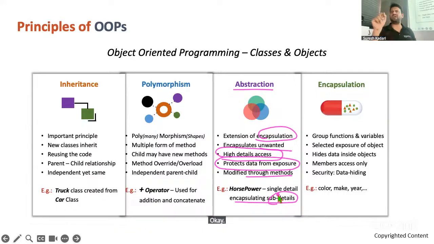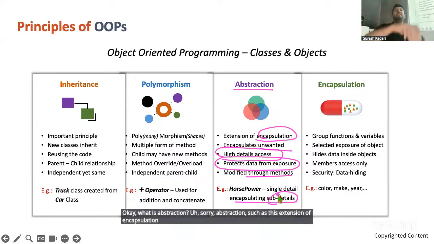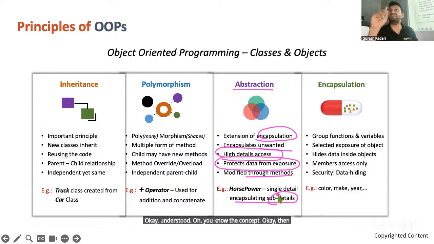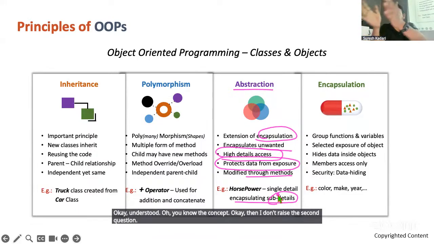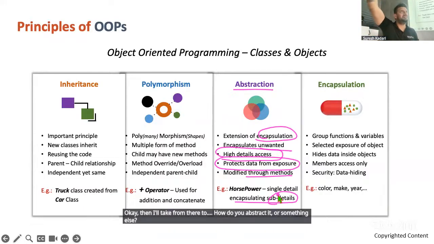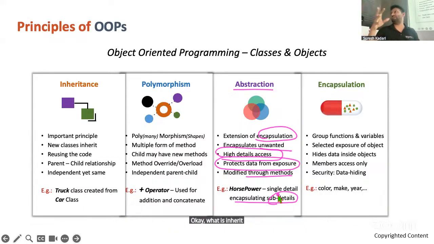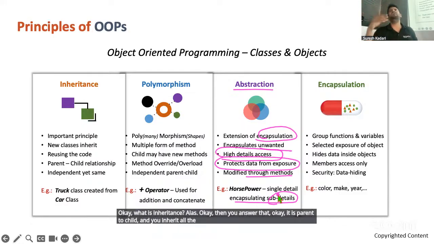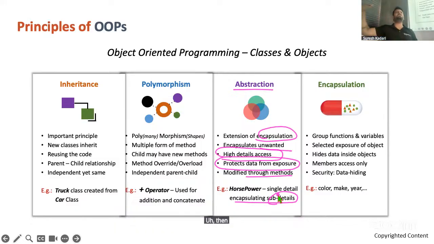Okay, what is abstraction? Abstraction is an extension of encapsulation where you're concealing all the unwanted details. Understood. Oh, you know the concept. Then I don't waste a second question. Then I'll take it from there to how you abstract it or something else. Okay, what is inheritance? I'll ask. Then you answer that. It is parent to child and you inherit all the blah, blah, blah. Example is object, sir. Then I won't even touch this object because you are well prepared.